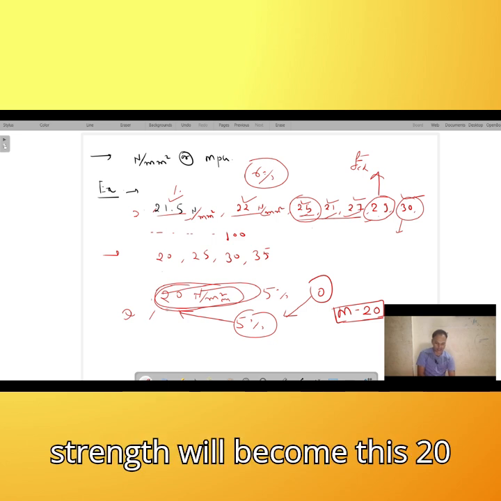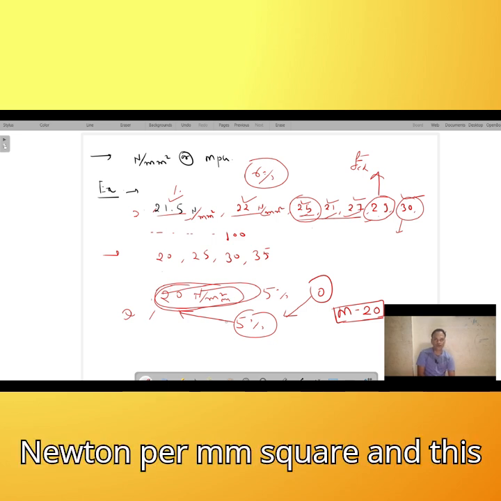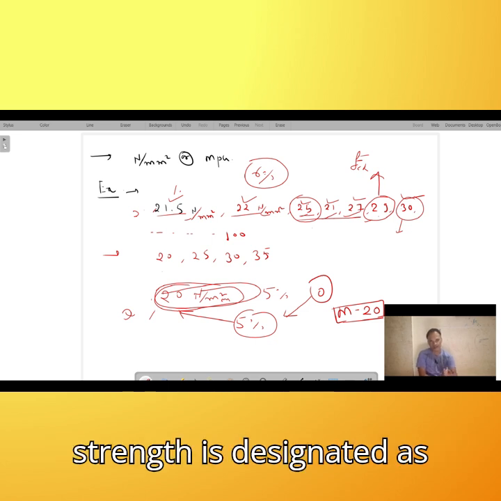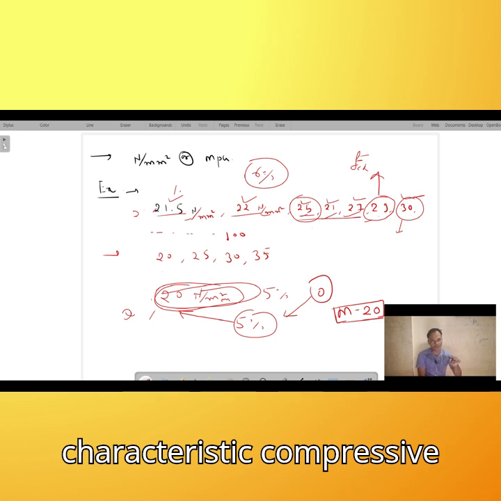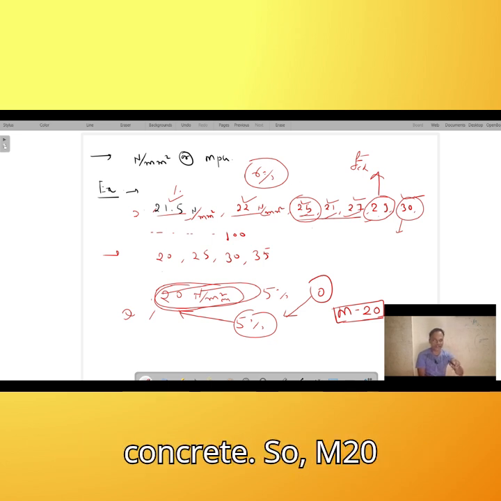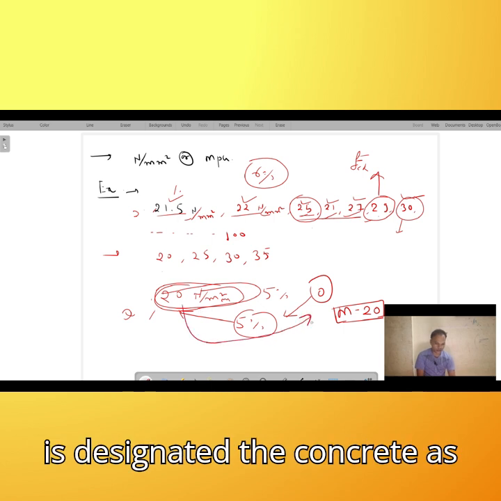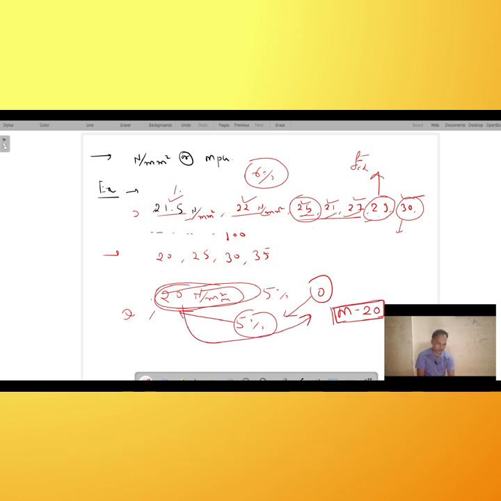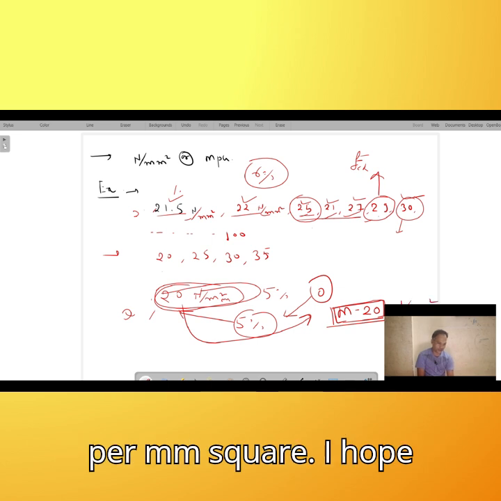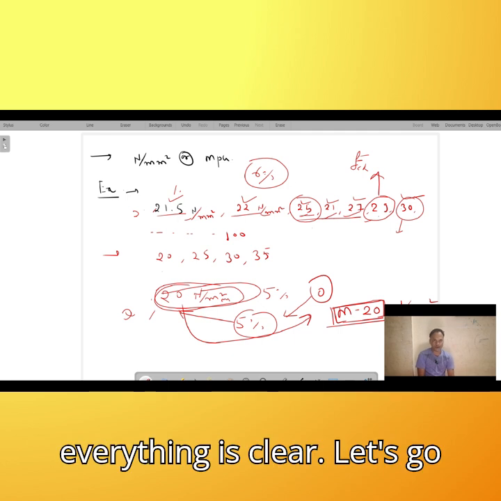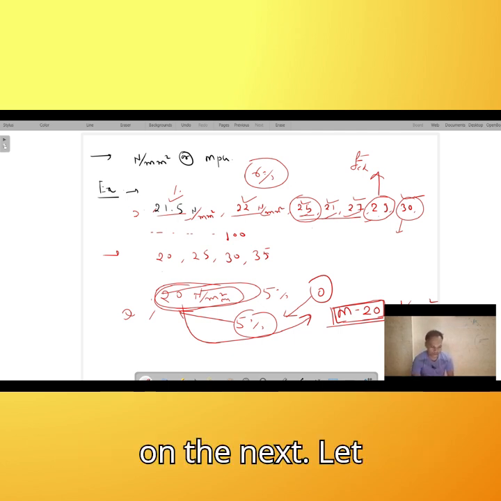So our strength will become this 20 Newton per mm square, and the characteristic compressive strength is used to designate the concrete. So the concrete is designated as M20, and the unit is Newton per mm square. I hope everything is clear. Let's go to the next. Let me add the next page.